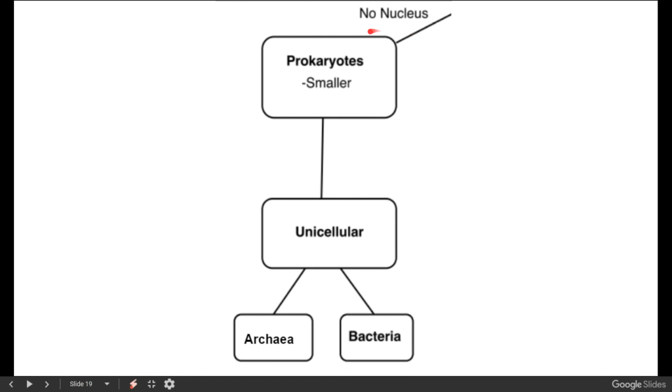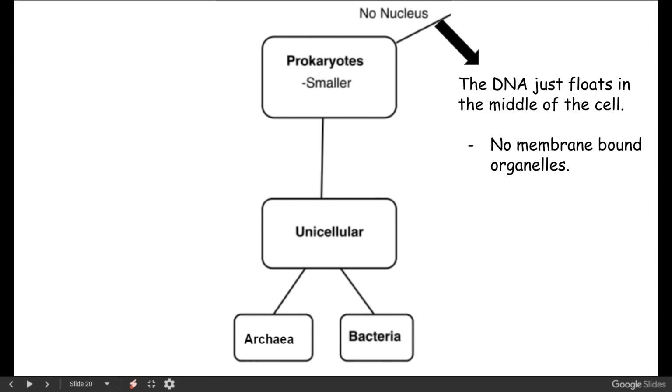So the first thing here, it says no nucleus. So prokaryotes have no nucleus. The nucleus is what holds DNA. So in prokaryotes, since there's no nucleus, the DNA just floats in the middle of the cell. Also, prokaryotes have no membrane-bound organelles. So as you can see on your notes, you should have a box right here, and you'll go ahead and write these 2 sentences. And you can pause the video if you need to make sure you get these sentences written.